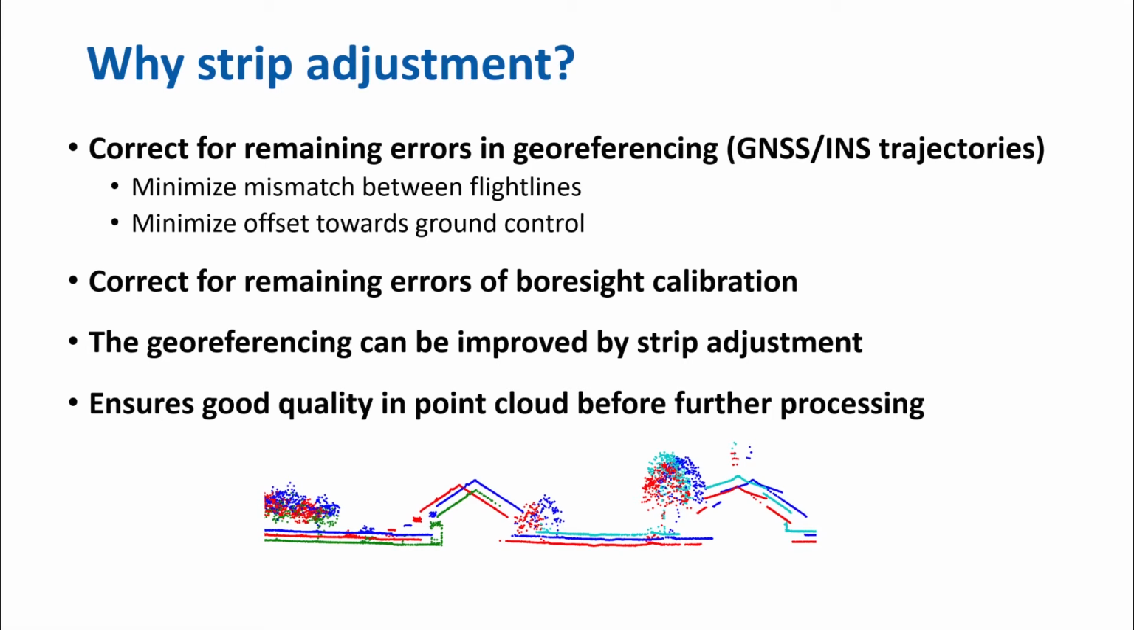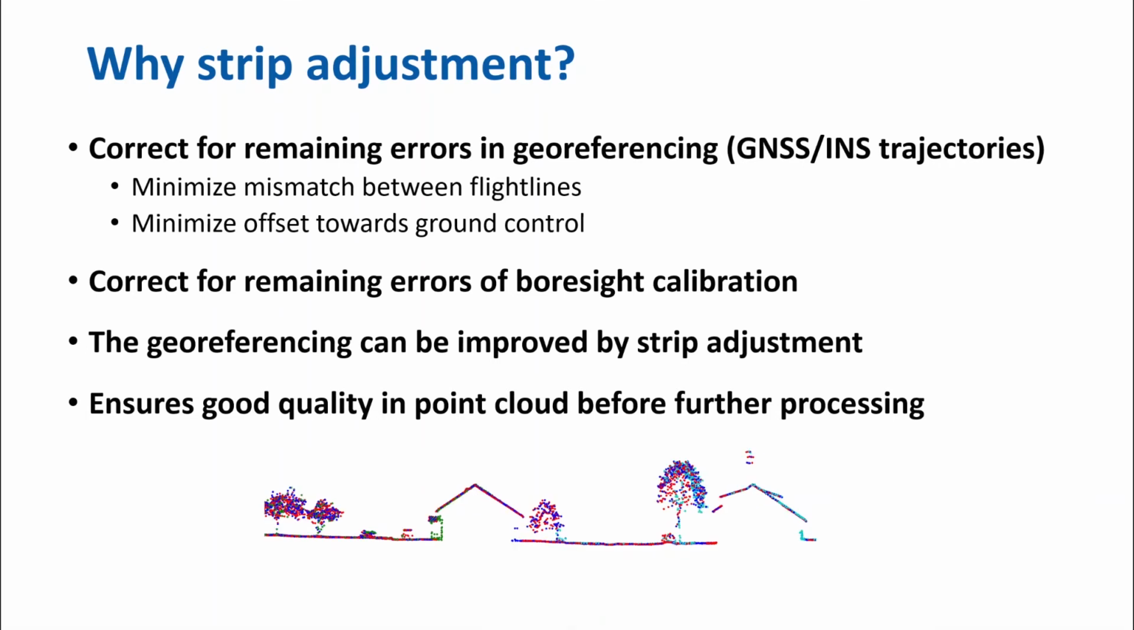So at the bottom you see a typical point cloud that has a poor bore sight calibration, and after the strip adjustment you have a situation where the different flight lines match each other much better.